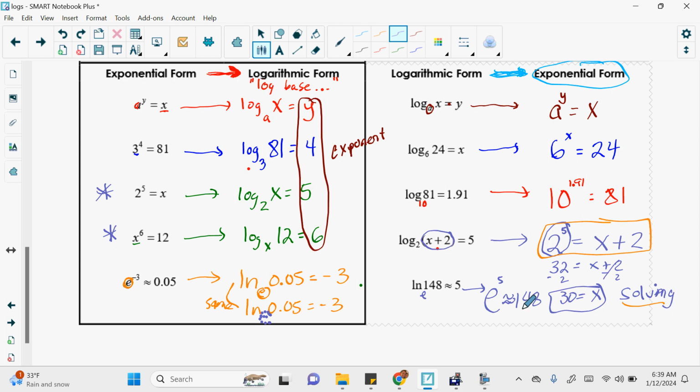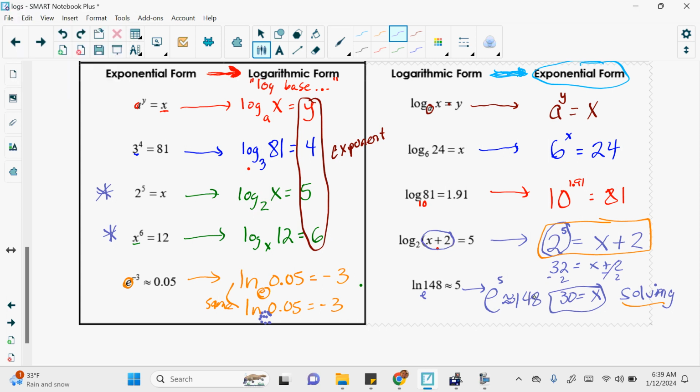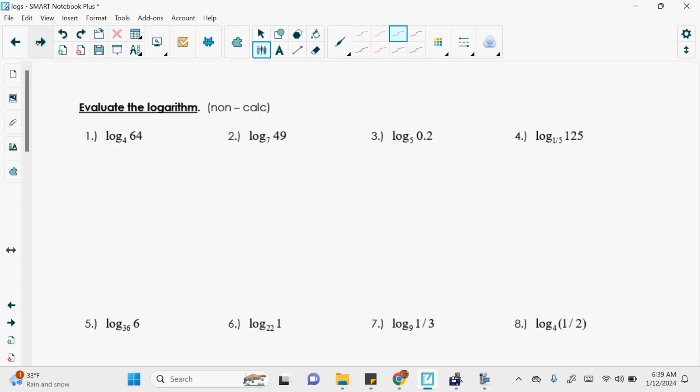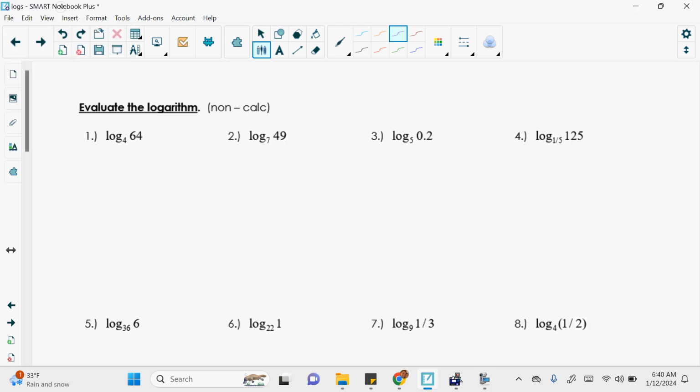Let's flip over and start doing some evaluating. Now we're going to evaluate, and this is where everything gets a little crazy. Kids are like, evaluate, what does that mean? Evaluate means give the numerical value. So what is the value of this log?